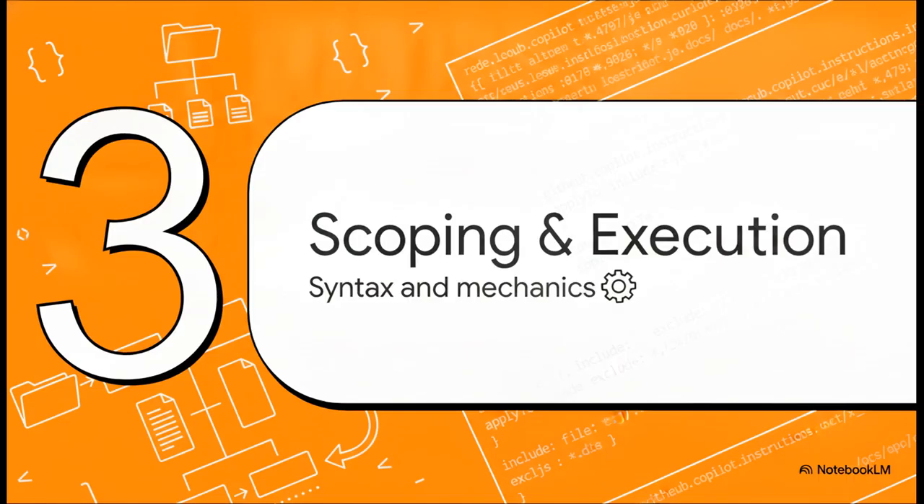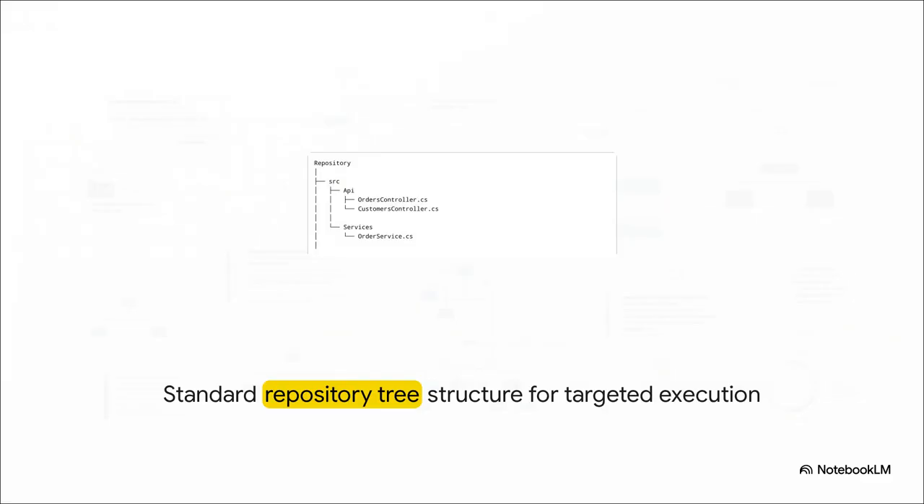Section 3. File scoping and execution. Let's get into the syntax and the mechanics. Let's transition from all that theoretical taxonomy to the actual physical mechanics of customizing your repository. Take a look at a standard repository file tree.